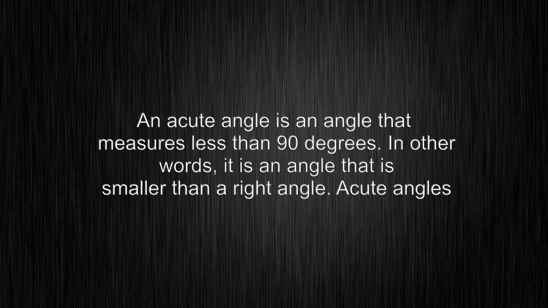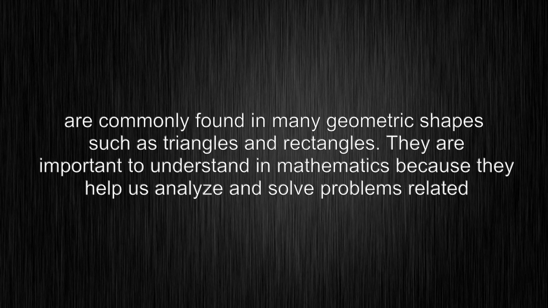An acute angle is an angle that measures less than 90 degrees. In other words, it is an angle that is smaller than a right angle. Acute angles are commonly found in many geometric shapes such as triangles and rectangles.